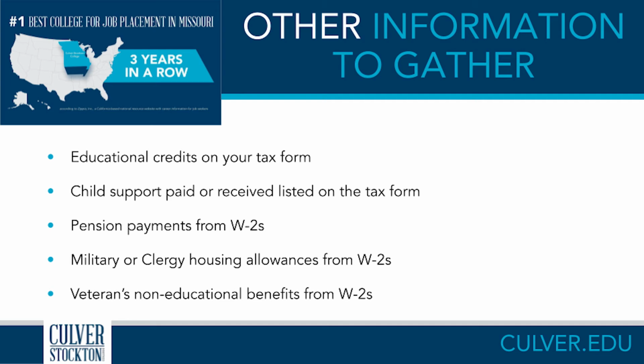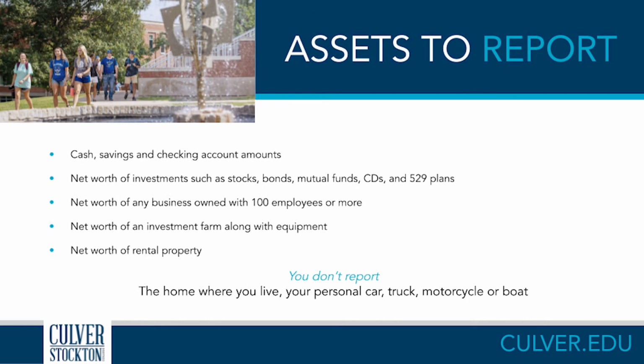Other information you will include will be pension payments as listed on the W-2s, any child support received in the tax year being used, any military or clergy housing allowances, and veterans' non-educational benefits received. You will also be reporting the following asset information on the FAFSA based on their value as of the day you file the FAFSA.